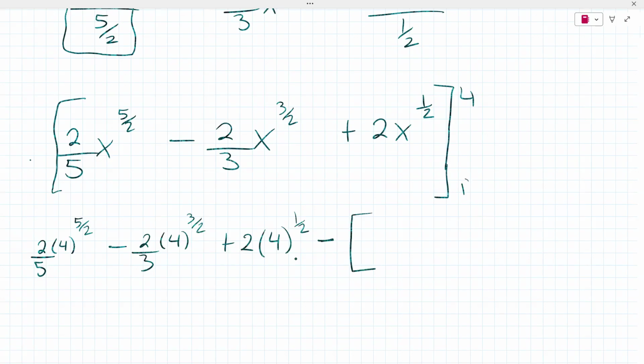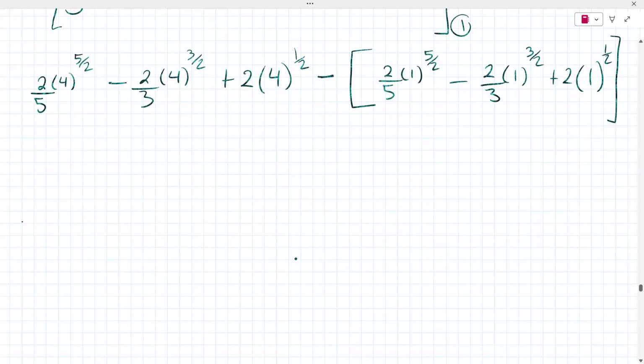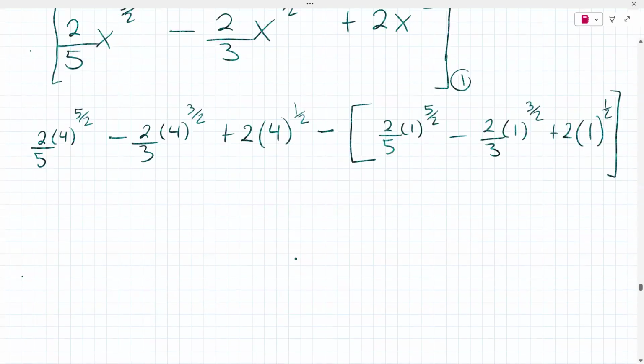And then you may do the lower, so replace your x with 1. So this is going to be 2/5 of 1 to the 5/2 minus 2/3 of 1 to the 3/2 plus 2, 1 to the 1/2. And I will save you time.